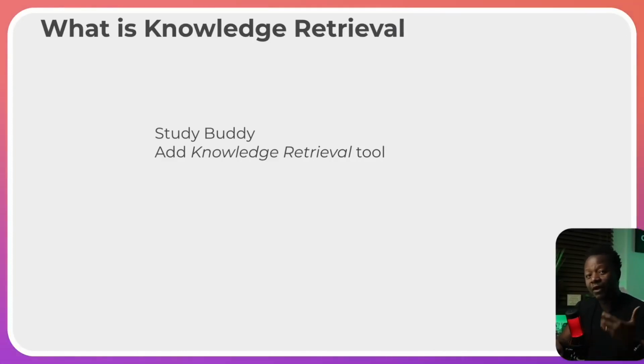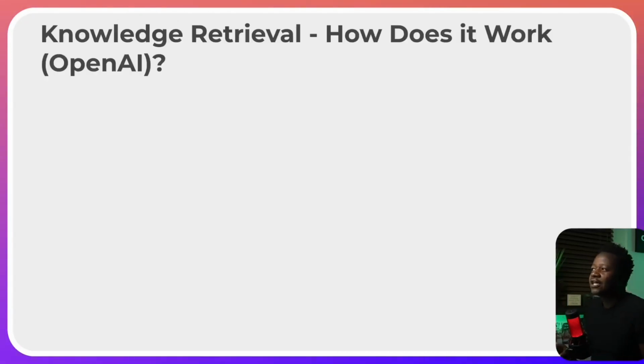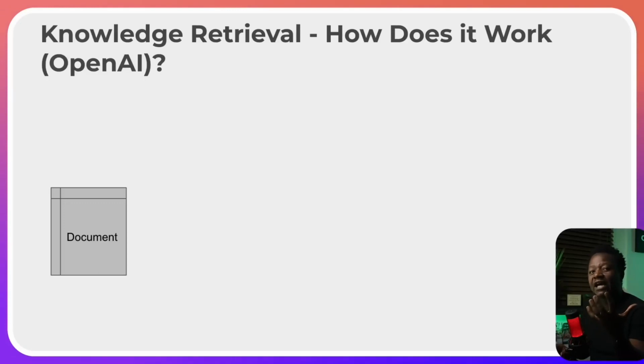Essentially, this will allow us to upload certain PDF files, and then we can type questions in a chatbot and get answers pertaining to the document or documents that we have uploaded. But before we do that, let's talk a little bit about the background of how things work, how this retrieval really works in the back end. So how does this knowledge retrieval work?